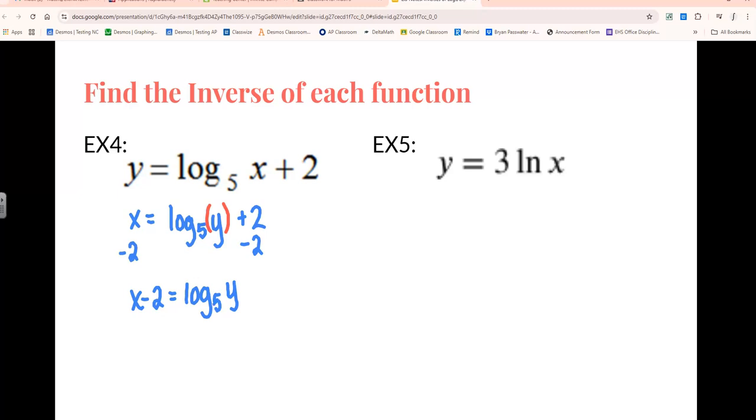Exponential. So I'm going to take the base of the log and I've got to make it the base for an exponent. So I do 5 to the power here, just cancels. I've got to do 5 to the power here. The whole thing right there is in the exponent. So I got 5 to the x minus 2 is going to equal y. And that whole x minus 2 is in the exponent. Questions here?